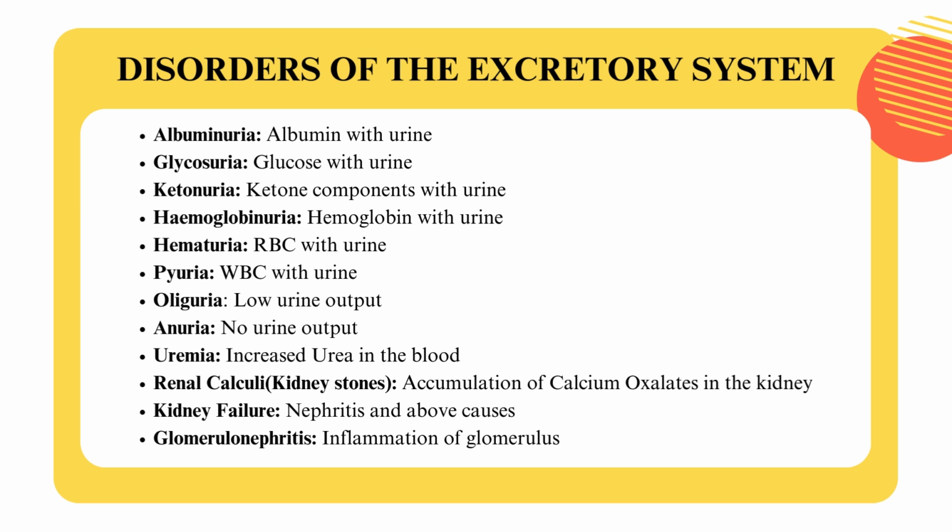Albuminuria, when albumin comes with urine. Glycosuria, glucose with urine. Ketonuria, ketone components with urine. Hemoglobinuria, hemoglobin with urine. Hematuria, red blood cells with urine. Pyuria, white blood cells with urine. Oliguria, low urine output. Anuria, no urine output. Uremia, increased urea in the blood.